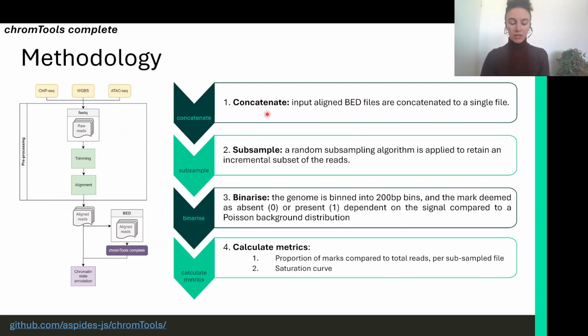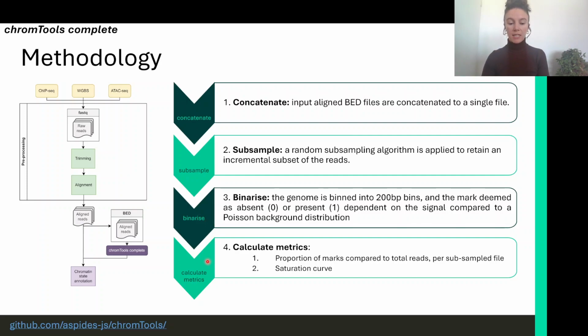The tool works by essentially concatenating these input bed files. It then subsamples based on a random subsampling algorithm, retaining a user-specified increment of reads. Let's say you have a 1,000 read dataset and you select an increment of 200. This would produce 4 files of 200, 400, 600, and 800 respectively. Each of these files is then binarized based on the chromHMM binarization algorithm, where the mark is deemed as absent or present dependent on the signal compared to a Poisson background distribution.